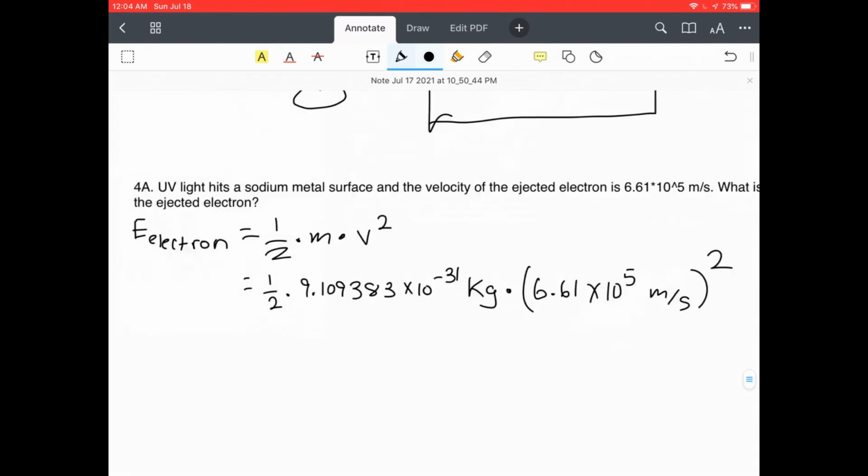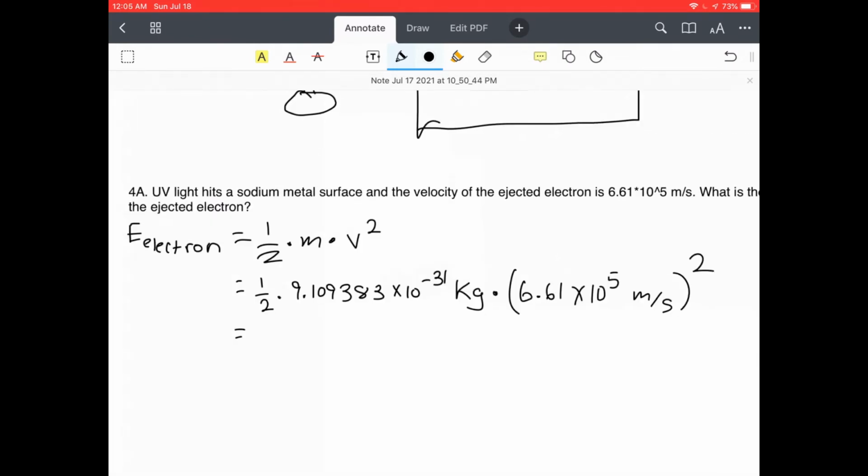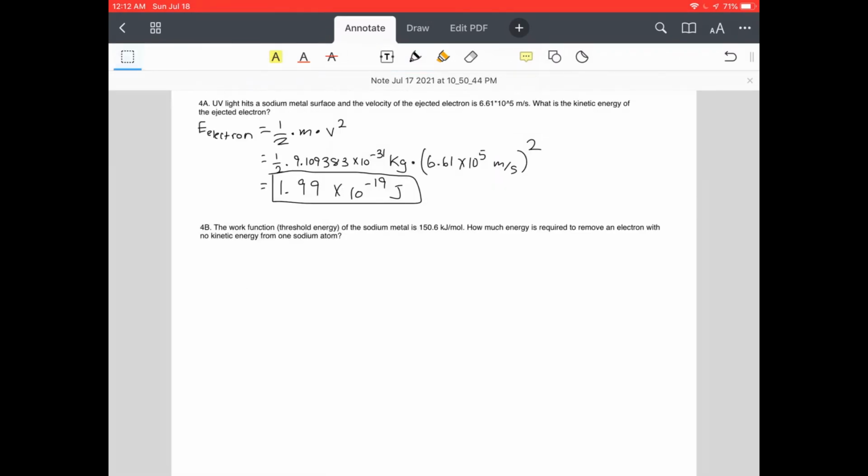And so what we will get is 1.99 times 10 to the negative 19 joules.